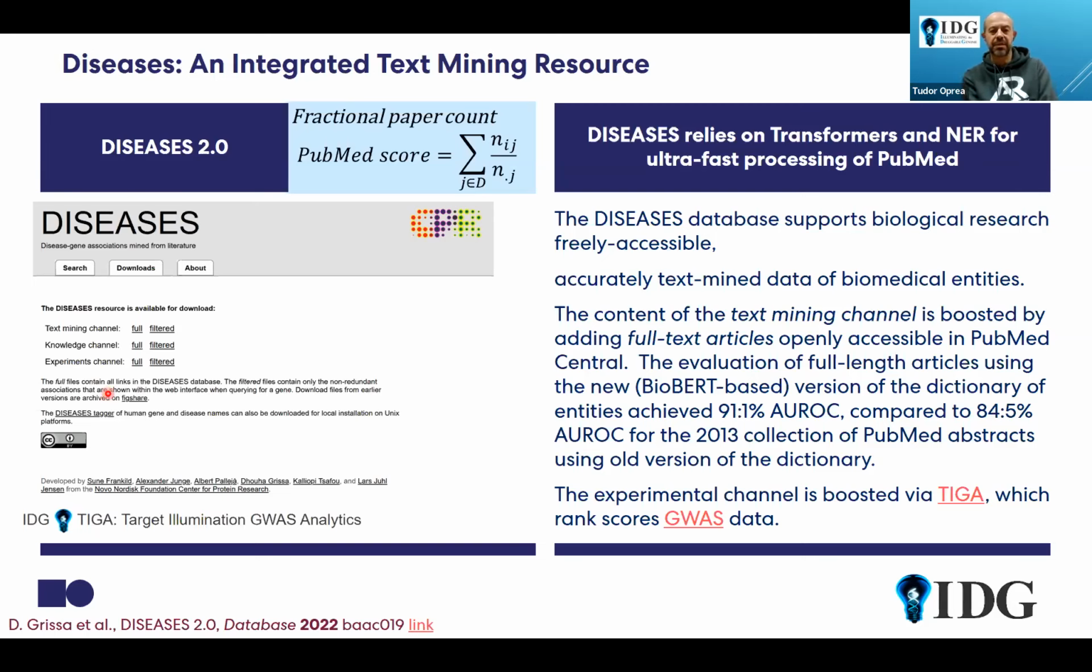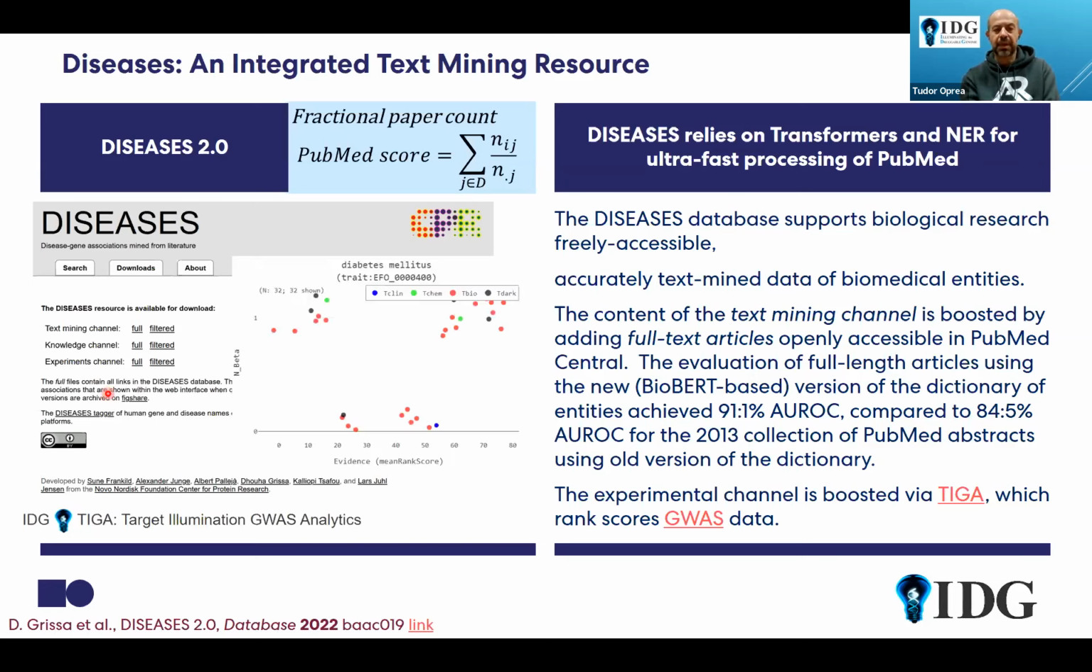It looks at the co-occurrence between disease terms and protein names or gene names. And it has 3 channels: text mining, knowledge mining, and experimental channel. On the experimental channel, in Diseases 2.0, Lars has decided to use an IDG tool called Taiga, which was developed by Jeremy Yang at the University of New Mexico. And you probably heard a talk on Taiga in an earlier version of the e-IDG Symposium.